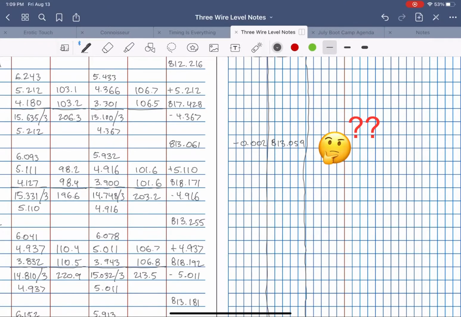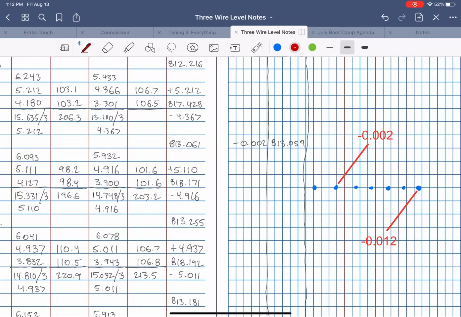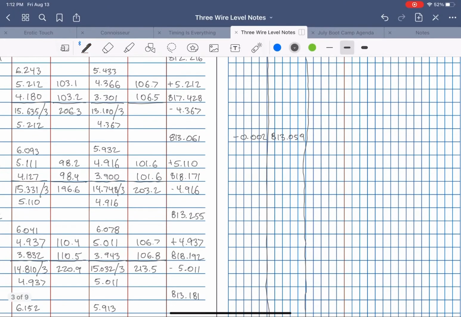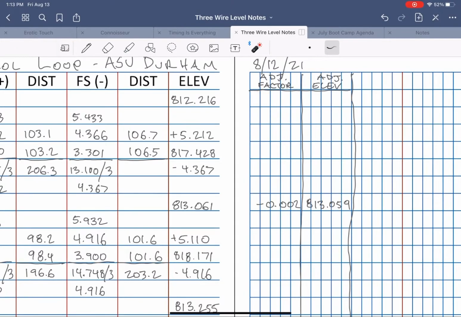Well, let's think about that. If at the beginning, we're off only 0.002, but by the time we get to the end, we're off 0.012, that error will have to have grown along the way. Because if we subtract 0.002 from 0.012, we'll still have an error of 0.010 at the end of the loop. So what needs to happen here?